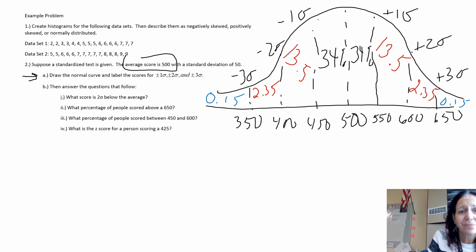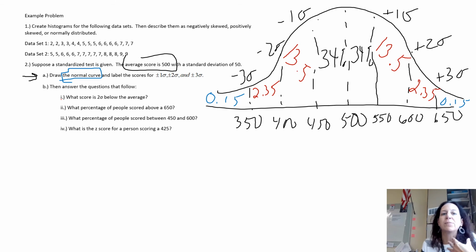Now, those percentages are always the same. So what happens a lot of times in class is students are like, where did you get those numbers from? They're always the same, if you know that it is a normal curve. So if you are told that it is a normal distribution or these are distributed normally, then those are the percentages all the time.